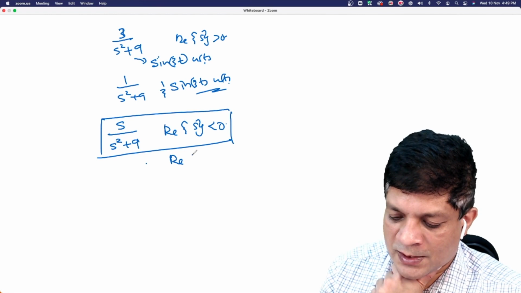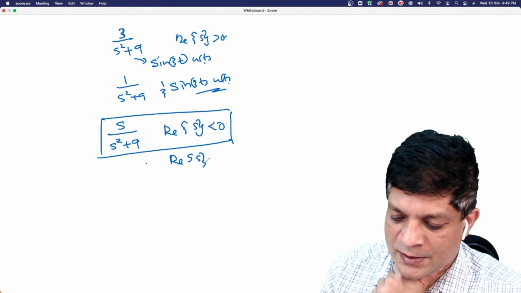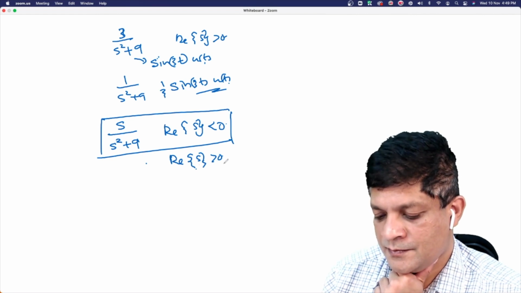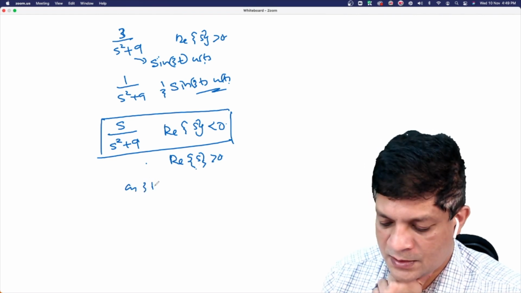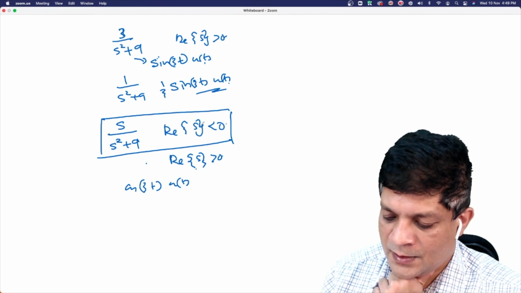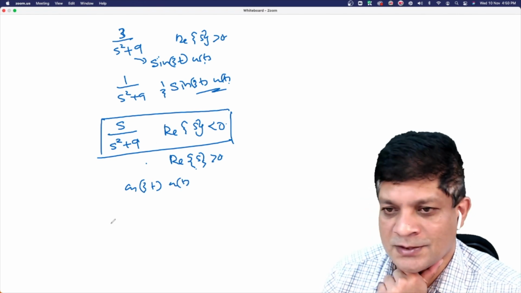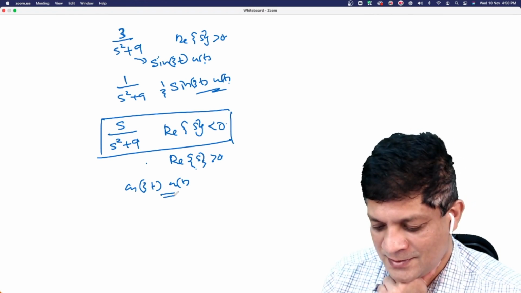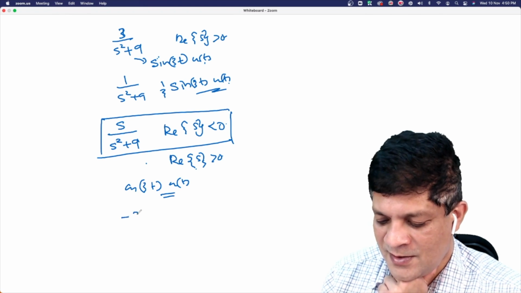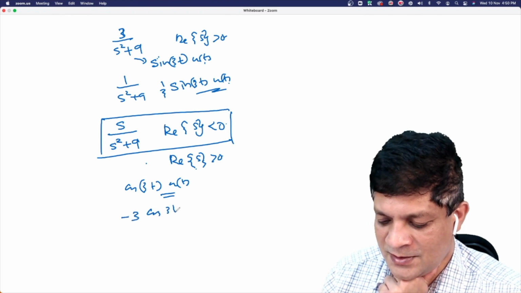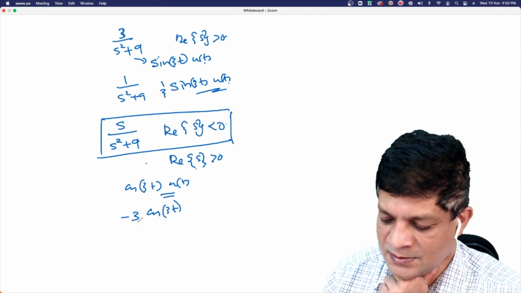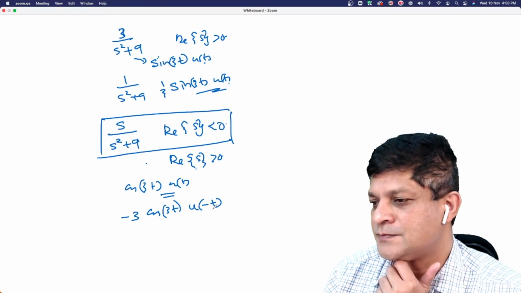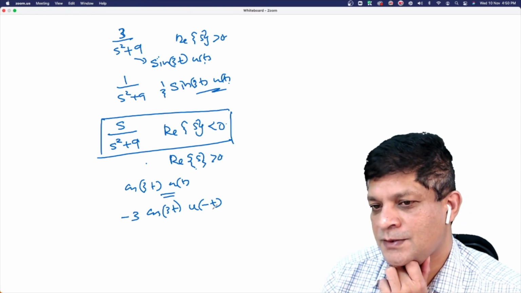So if the ROC is real part of s greater than 0, then what will be the signal? Cos 3t u(t). If the ROC is given as real part of s less than 0, then what is the signal? So minus cos 3t u of minus t. Actually, it is minus cos of minus 3t, since cos minus 3t is cos 3t u of minus t, isn't it?